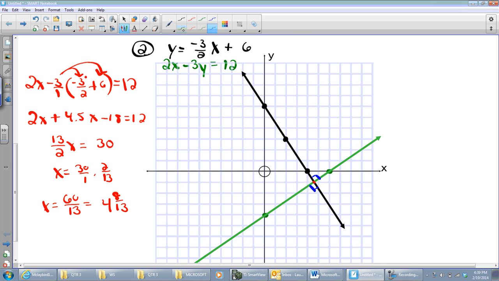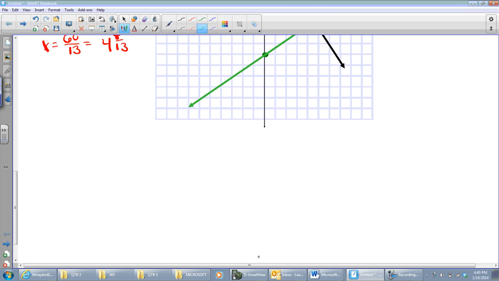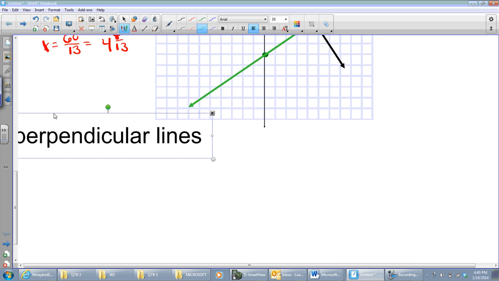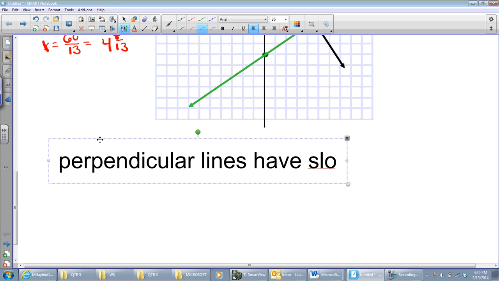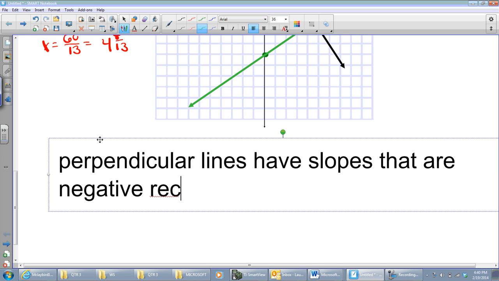How could I know? Well, what's true about the slope of parallel lines? Parallel lines have the same slope, right? What's the slope of the black equation? Well, it's -3 over 2. What's the slope of the green equation? Well, it's going to be 2 over 3. See, perpendicular lines have slopes that are negative reciprocals of each other. Perpendicular lines, you can't see what I'm typing, have slopes that are negative reciprocals of each other.